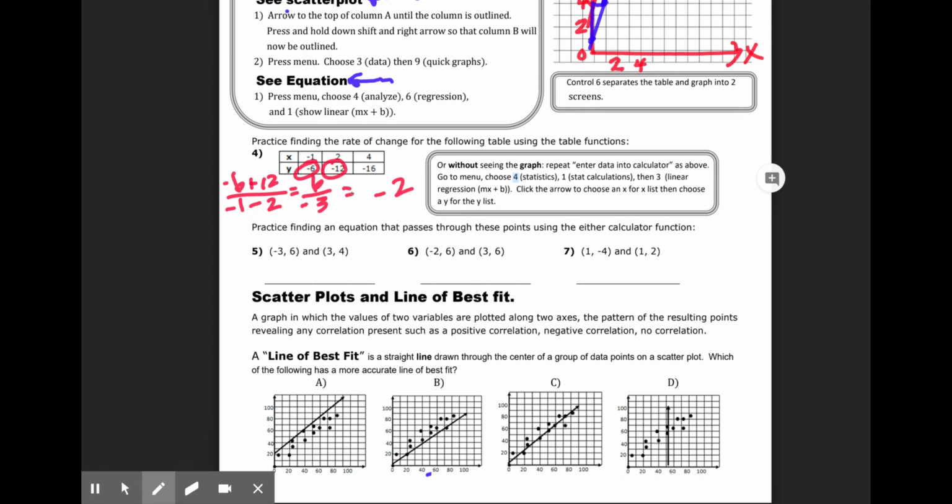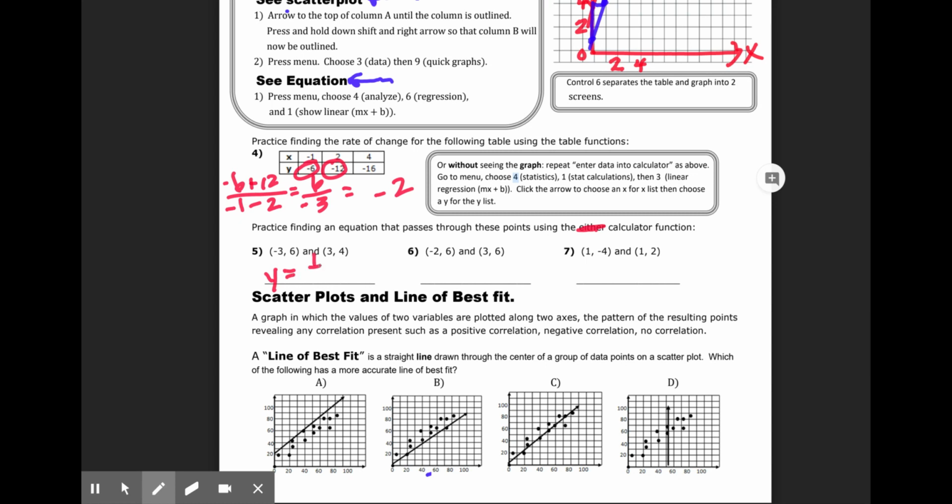On 5, 6, and 7, it says practice finding an equation that passes through these points using, and it shouldn't say either, it should just say using the calculator function. So go ahead and use the tools that we've taught you in order to write the equation on 5, 6, and 7. So again, you're going to want to practice this and then pause it at any time, but I'm going to go ahead and give you the answers here.